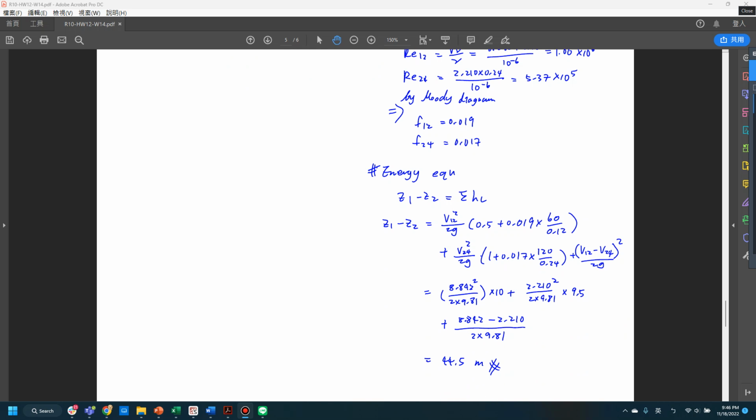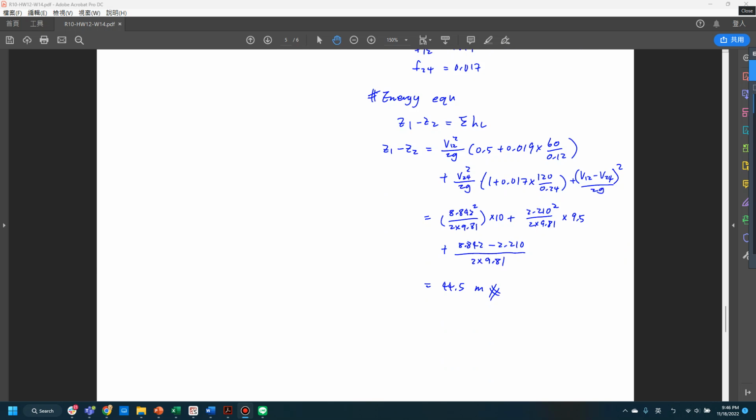And after you write down the equation, you can simply plug in the numbers, and you should be able to get that the difference between Z1 and Z2 is equal to 44.5 meters. Cool. So let's move on to the next one.